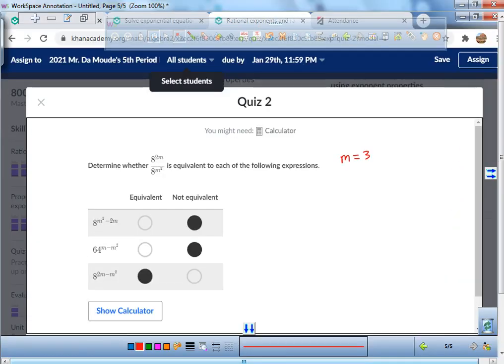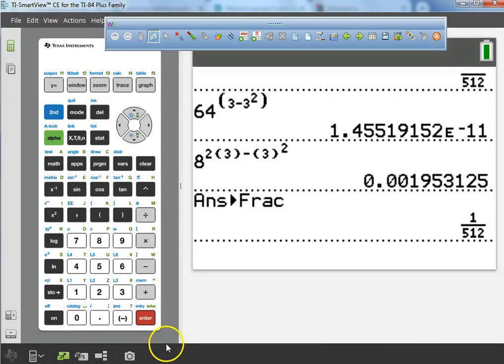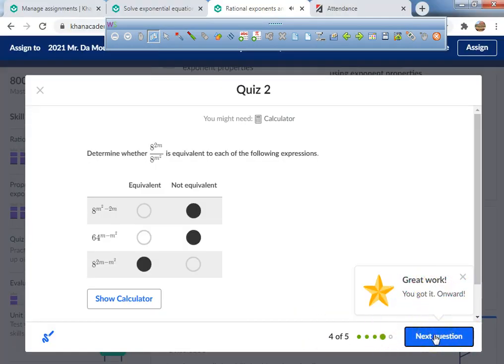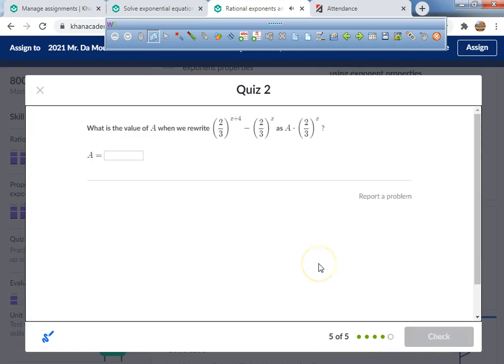So I just plugged in a number to see if it works. So I'm going to say not equivalent, and equivalent. That's what I'm going to choose. Nailed it. All right, next question. Oh, last question. All right, last question.